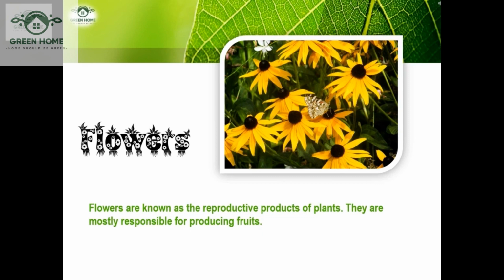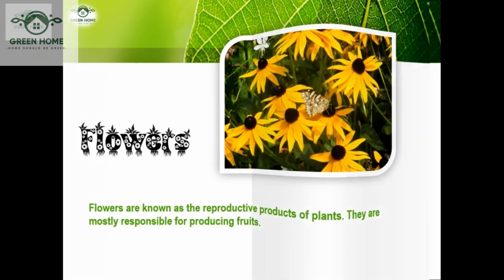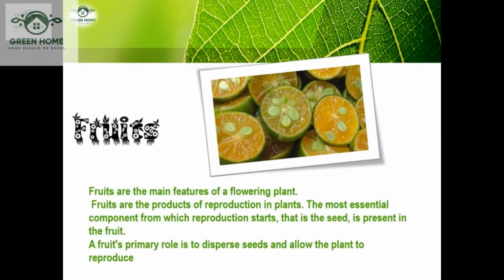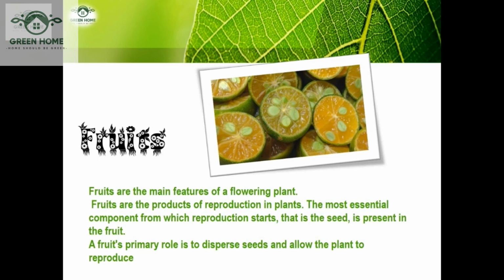Flowers. Flowers are known as the reproductive products of plants. They are mostly responsible for producing fruits. Fruits are the main features of a flowering plant. Fruits are the products of reproduction in plants. The most essential component from which reproduction starts, that is the seed, is present in the fruit. The fruit's primary role is to disperse seeds and allow the plant to reproduce.